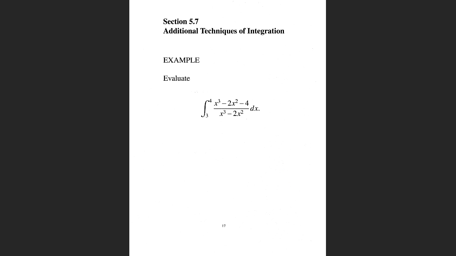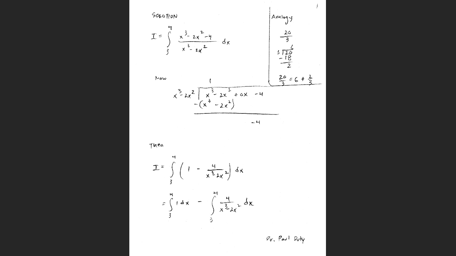We have to divide the polynomial on top, the x cubed minus 2x squared minus 4, by the polynomial on the bottom. This is the case when you have a rational function and the degree of the polynomial on top is greater than or equal to the degree of the polynomial on the bottom: you first have to do long division. That's correct, Sandhya. So let me show you this. On the next page, I do this long division right here.